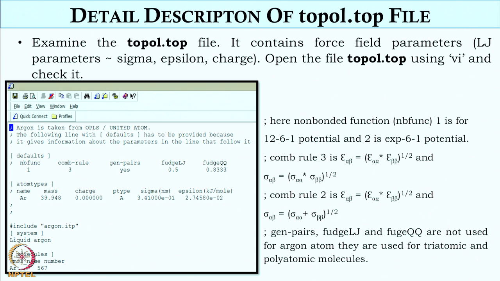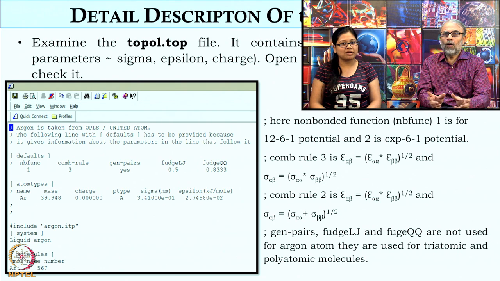In the Lennard-Jones potential, we have sigma and epsilon. The combination rule 3 is if epsilon AB is a geometric mean of epsilon A and epsilon B. The combination rule matters if you have different types of atoms. If you have a single atom like argon, then it doesn't matter, because all atoms have the same sigma. So there is nothing to do.